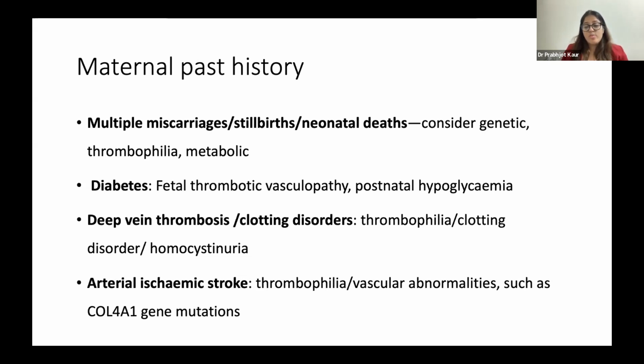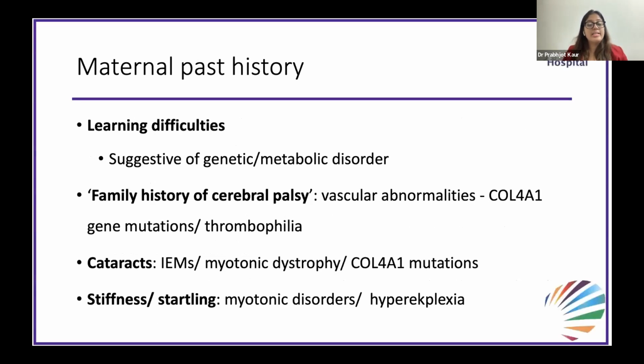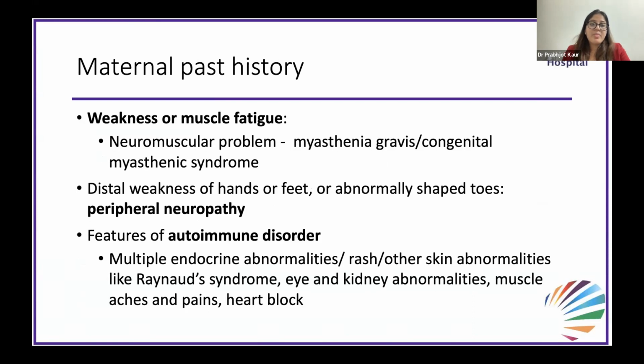Genetic disorders such as factor V Leiden mutation should be considered. Learning difficulties may suggest a genetic or metabolic disorder. Family history of cerebral palsy, like we discussed, or vascular abnormalities like COL4A1, which can cause unilateral porencephalic cysts or unilateral strokes, can present with hemiparetic cerebral palsies, or even neuromuscular disorders need to be considered. Cataracts can be present with IEMs, myotonic dystrophies; stiffness or startling can indicate myotonic disorders or hyperekplexia.